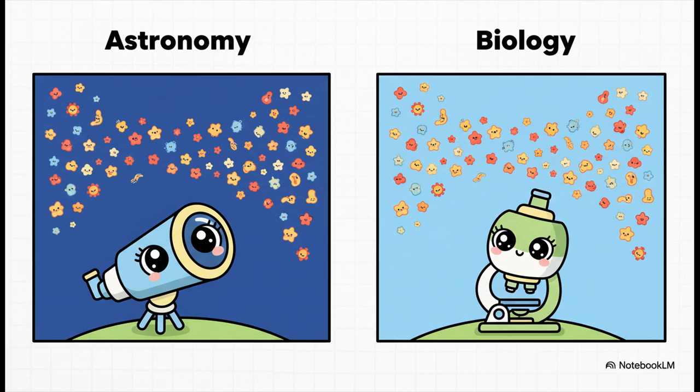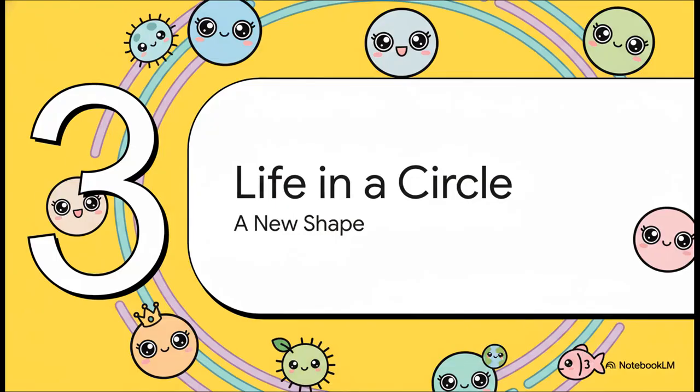Well, this research is basically doing the same thing for life, but instead of using starlight, it's using the data from thousands of proteins. So, life in a circle, what does this new map even look like? Well, get ready, because this is probably not what you're expecting.